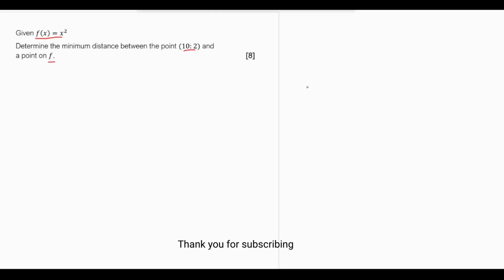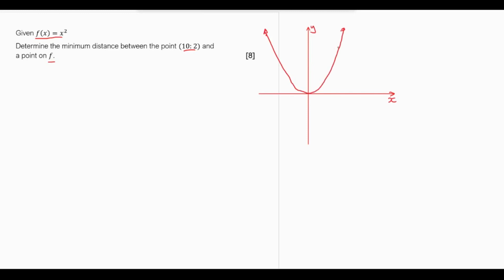Let's draw a diagram here. Let's say we have our function f of x is equal to x squared. Any point on the graph will have the coordinates x, x squared. Like if x is 2, y is going to be 2 squared. If x is 3, y is going to be 3 squared. So any point on this function will have the coordinates x and x squared.